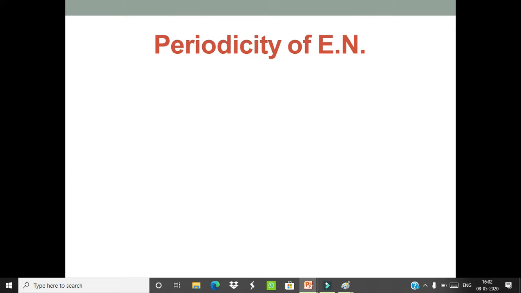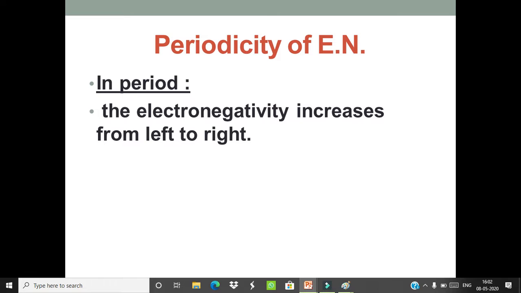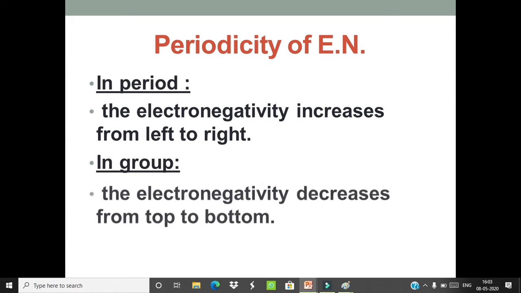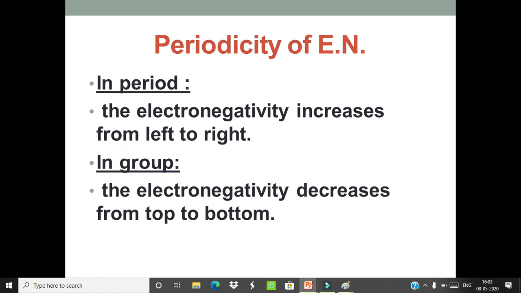Okay. So what about the periodicity of electronegativity? You can see here inside a period, if you move from left to right, then Z effective will increase, and due to which electronegativity will also increase. So in a periodic trend, if we move from left to right, electronegativity increases, and inside a group, the electronegativity decreases from top to bottom. So this is all about the periodic trend of electronegativity. Okay.